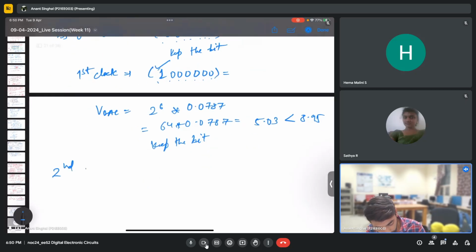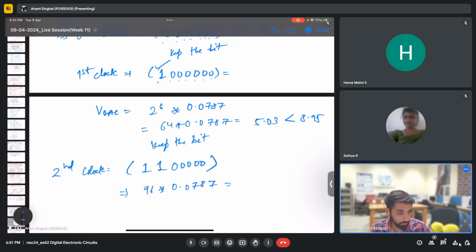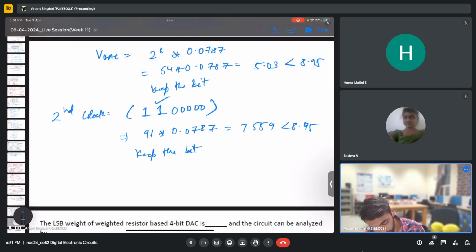Now in the second clock pulse, at the start of the second, it will be 1 and this will be 1. Now this will be 64 plus 32, that is 96 times this resolution. This will be 7.559, which is again less than 8.95. So we'll again keep the bit. This one will also remain. At the start of the third clock pulse, we have these two ones and the third one will come. This will be 96 plus 16, that is 112 times the resolution.